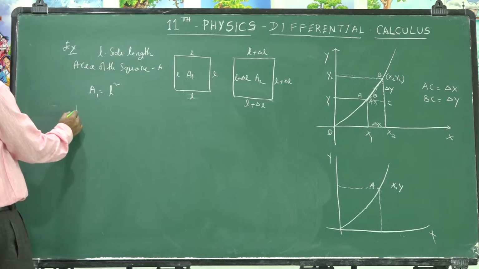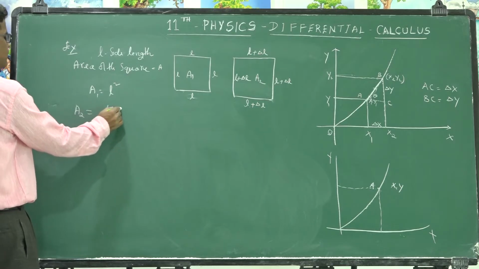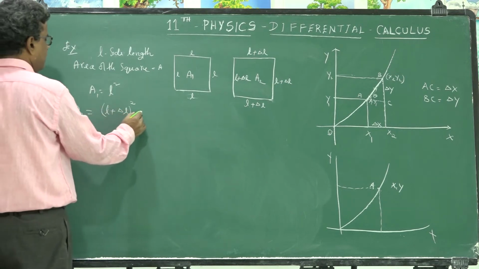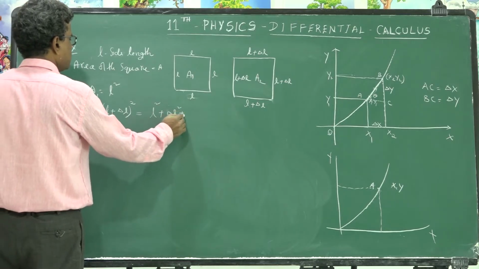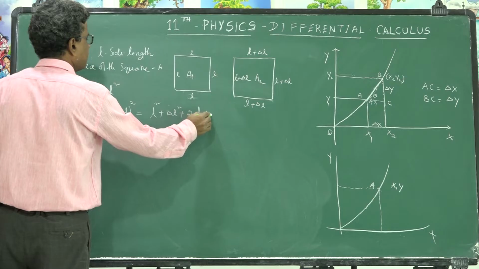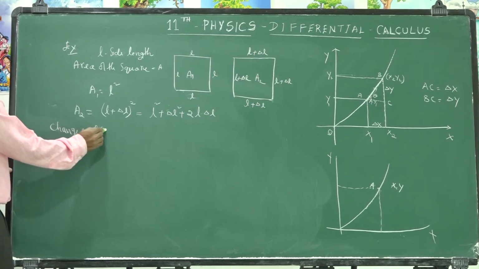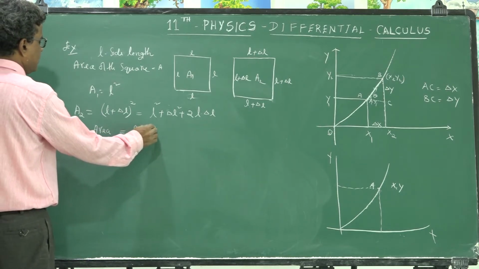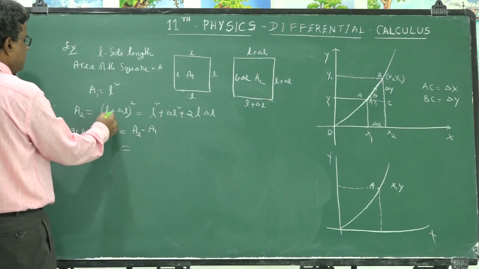So for this change in area, how can we write the area A2? A2 is L plus delta L whole square. We can write it as L square plus delta L square plus 2L into delta L. Now what is the change in area? We want the change in area. We can write it as A2 minus A1.